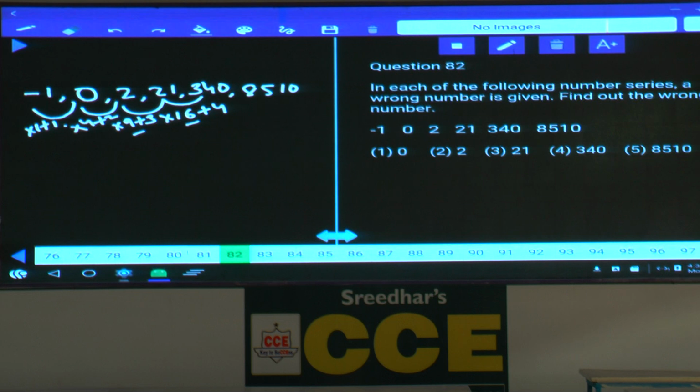Clear now? No. Minus 1 into 1 is minus 1 plus 1 is 0. 0 into 2 square, that is 4, is 0 plus 2 is 2. Next one, 2 into 3 square 9, 18 plus 3, 21. 21 into 16, 336 plus 4, 340. And the next one must be into 5 plus into 25, into 25 plus 5. Now tell me 8510 into 25. Yes, tell me what is your answer here?